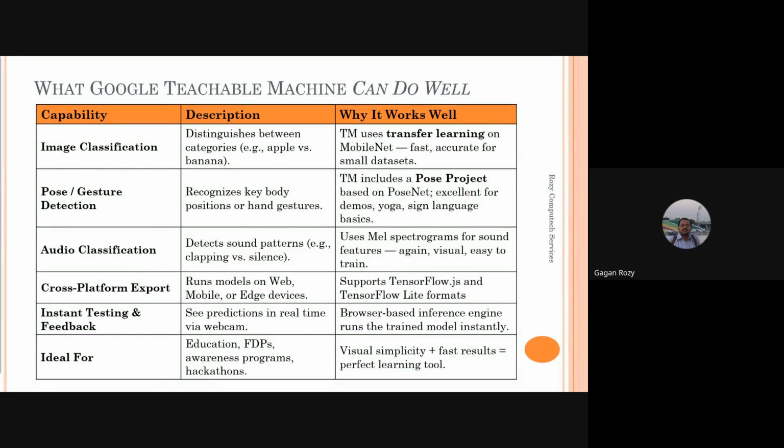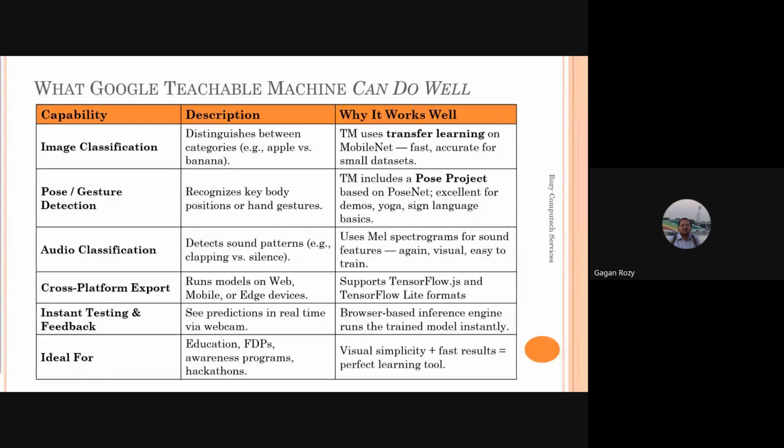Now, what can Google Teachable Machine do well? Image classification. Google Teachable Machine can do image classification because it is a wonderful educational tool, and it is intentionally simplified, focusing on ease of use, accessibility, and conceptual understanding. Let's look column by column. That is image classification. It is a core strength.